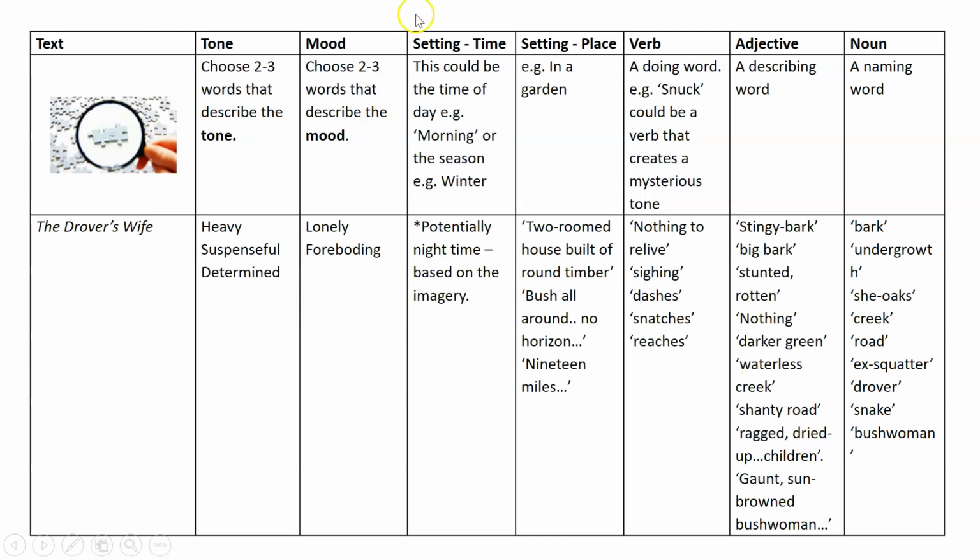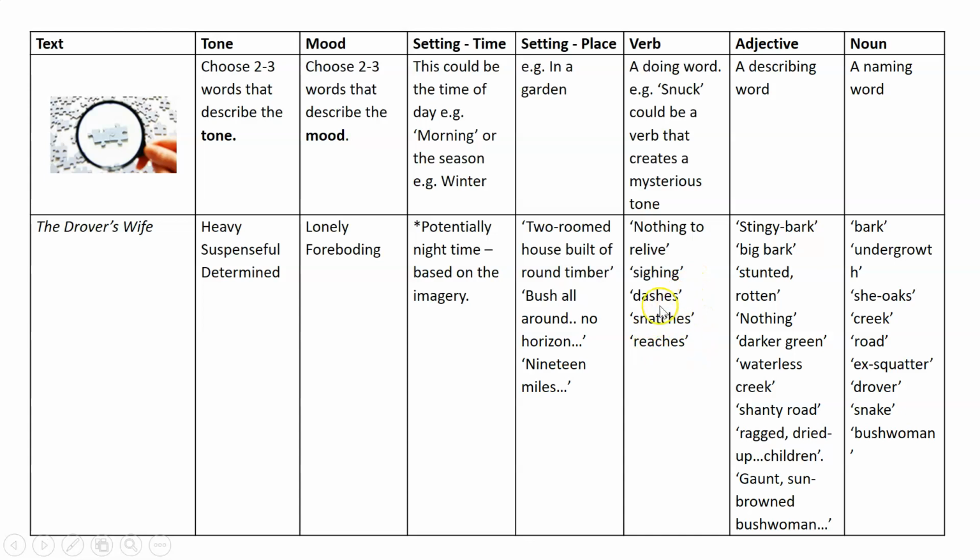So if we work backwards, we can somewhat understand that if you read the entire story, it's potentially set at nighttime because it gives this eerie feeling of a snake attacking the drover's wife and children. So we have potentially nighttime based on the imagery. More specifically, we understand that there's a sense of claustrophobic nature or feeling of entrapment because it's a two-roomed house built of round timber with bush all around, no horizon, 19 miles from civilization. We have key words such as nothing to relieve, sighing, dashing, snatches, reaches.